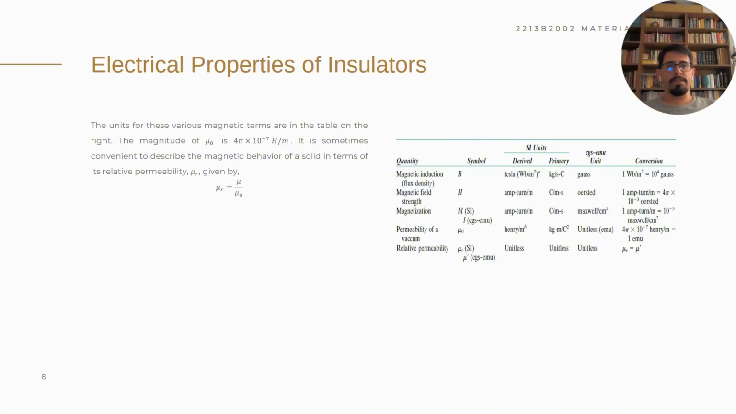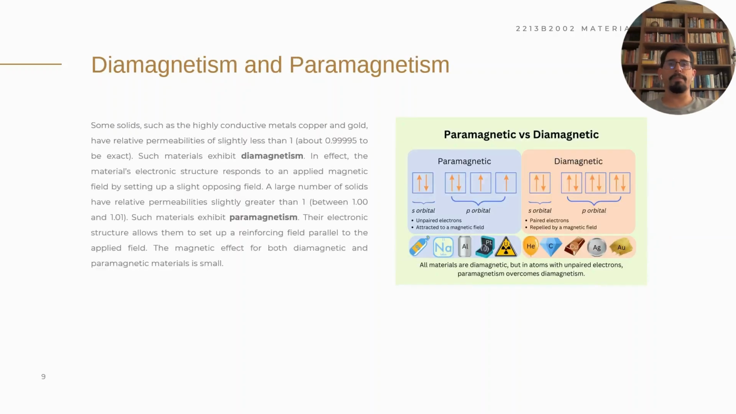Permeability is measured in Henry per meter, and in CGS it's technically unitless, since nu zero is set to 1 in that system. And finally, relative permeability is just a unitless ratio in both systems. This table helps bridge the gap between different unit systems you might see in textbooks or research papers.